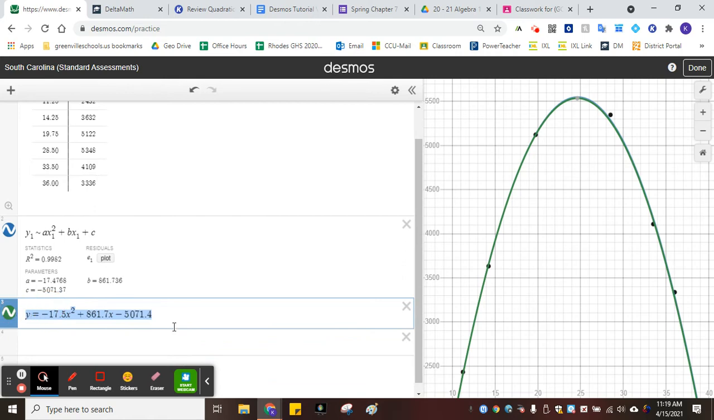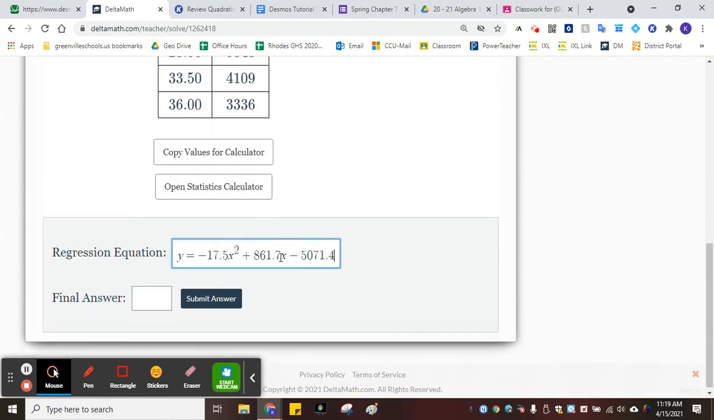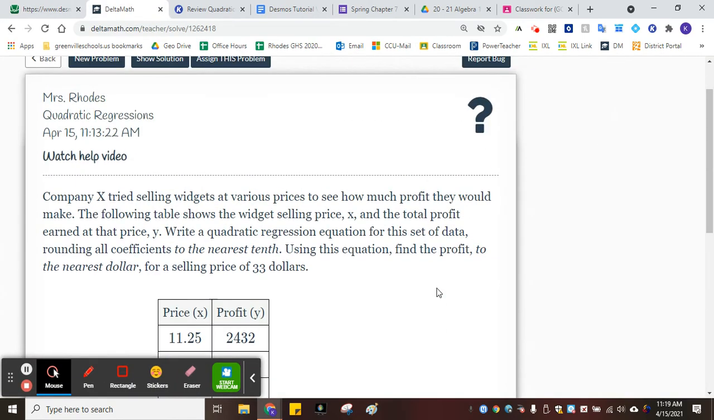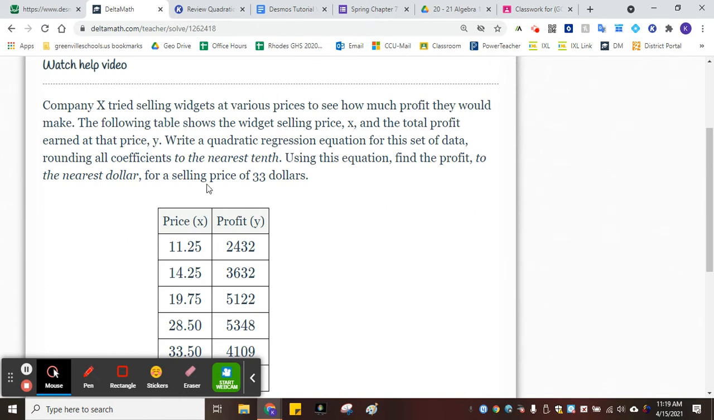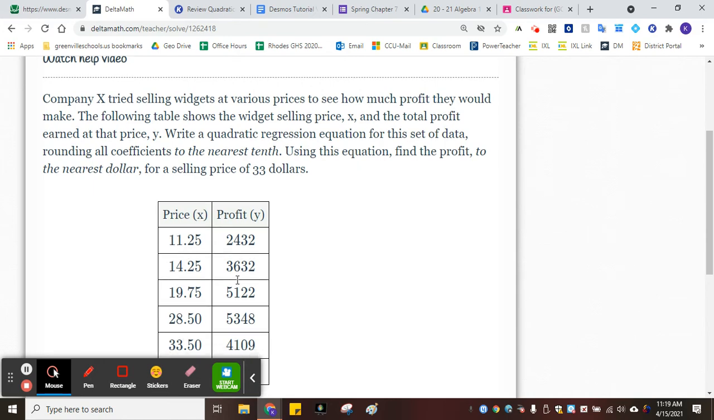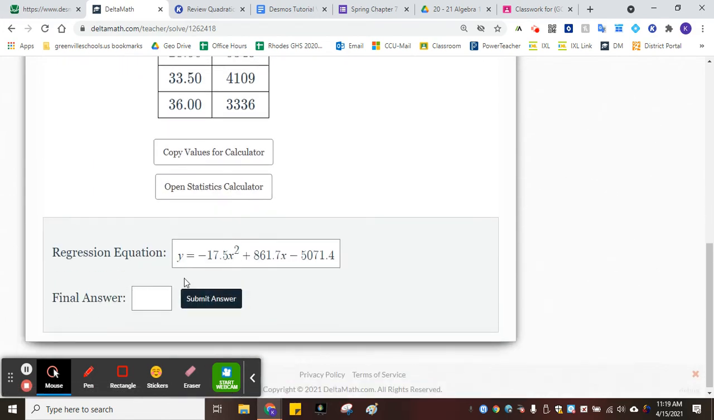That is our equation. Now I want to use x and y because that's what it's giving me, x and y. But then when we are trying to find the profit to the nearest dollar of $33, 33 is our price, so 33 is our x, and we're solving for y. So we need to plug 33 into this equation we just found.